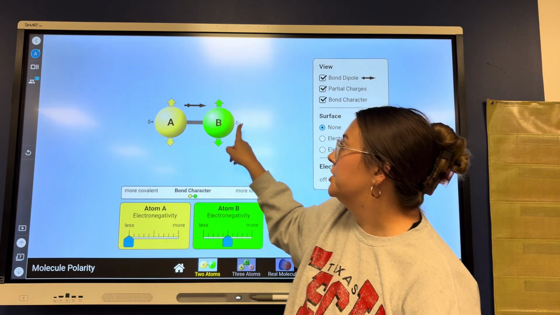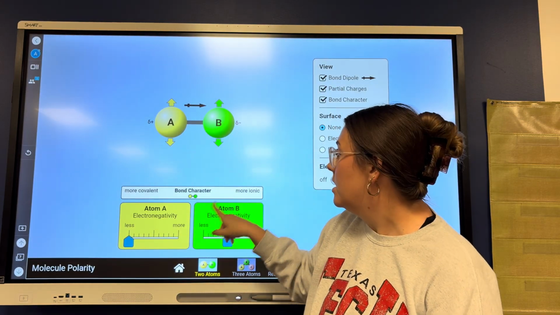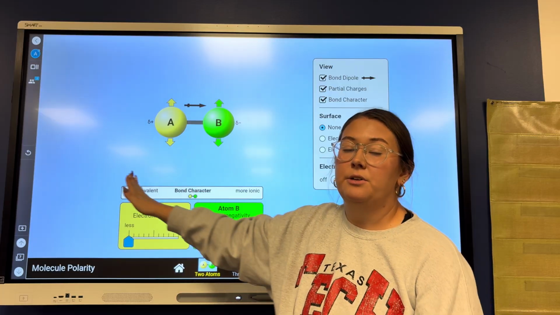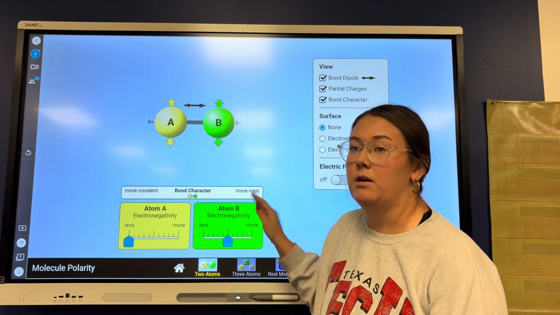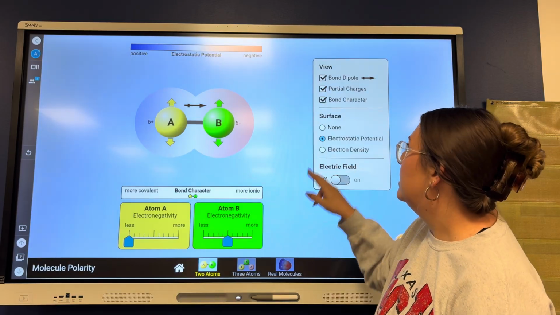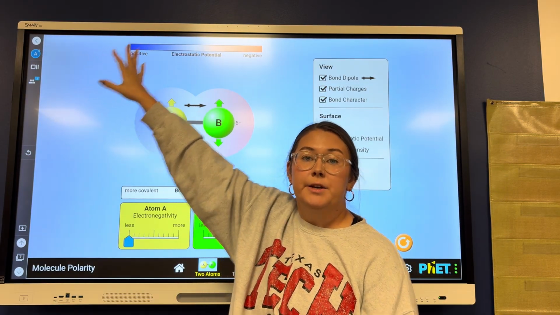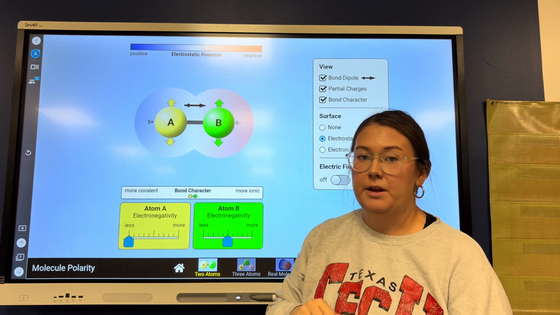Partial charges are going to show you if there's a positive and a negative end of the molecule. Bond character is going to tell you if it's more covalent or more ionic. And then down here underneath surface, check electrostatic potential. Blue means it's more positive, red means it's more negative.